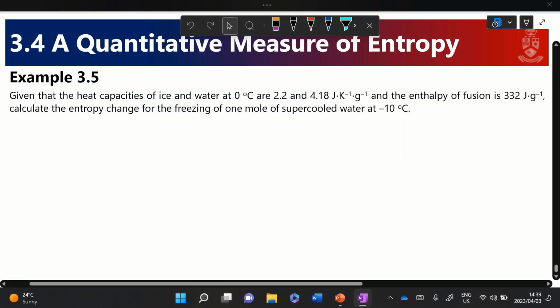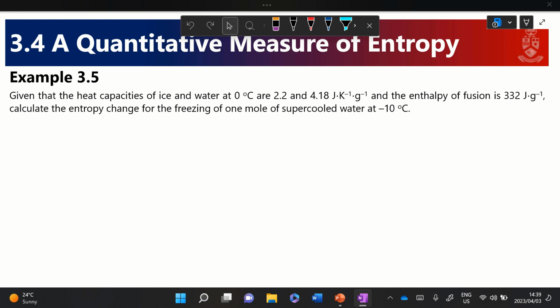Okay, so looking at example 3.5, we're given the heat capacities of ice and water at 0 degrees Celsius, and the enthalpy of fusion for water, of course, is a certain value. Then we're asked to calculate the entropy change for freezing 1 mole of supercooled water at minus 10 degrees Celsius. So that's what we need to calculate.